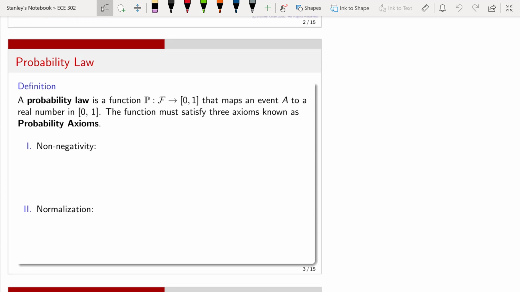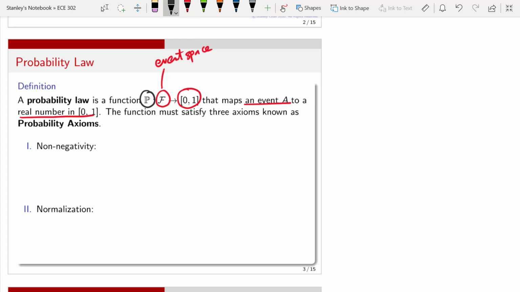Let's recall what a probability law is. The probability law is a mapping from an event to a number. So the probability law is a function P that takes elements inside this event space. Basically, they are the subsets of the sample space. This is called the event space. In other words, you're taking an event and mapping it to a number between 0 and 1, a real number between 0 and 1. This function, called the probability law, this P, must satisfy three axioms known as the probability axioms.